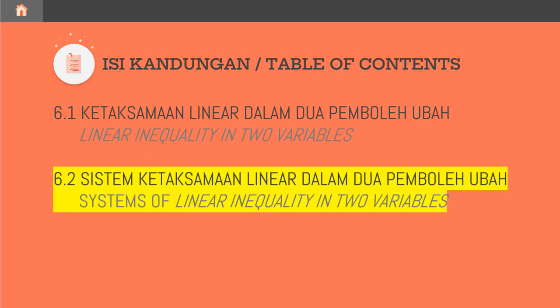Okay, what is the difference between subtopic 1 and subtopic 2? In subtopic 2 we have a system. That means it will involve two or more inequalities, rather than 6.1, which involves only one inequality. So when we have two or more inequalities, we have the system of linear inequality in two variables.